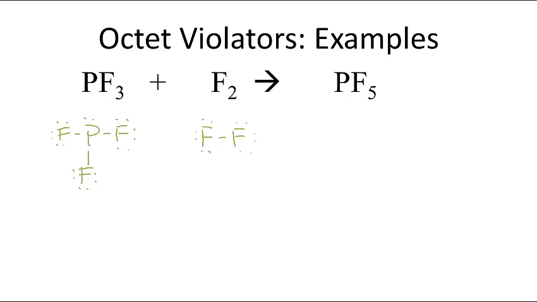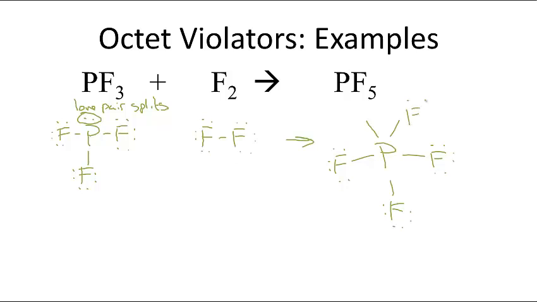All right? So what happens here is this lone pair splits. F is so electronegative it can force phosphorus to split its lone pair. And what we get is this. So many dots. All right, we get this. So phosphorus can actually bond with fluorine 5 times.